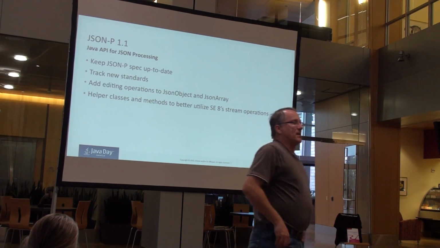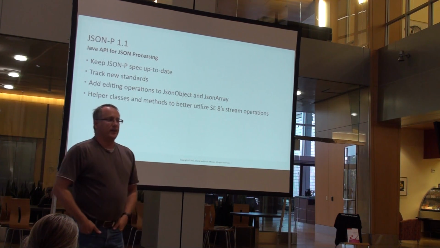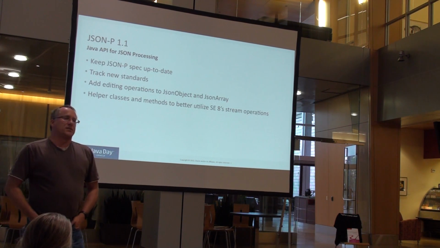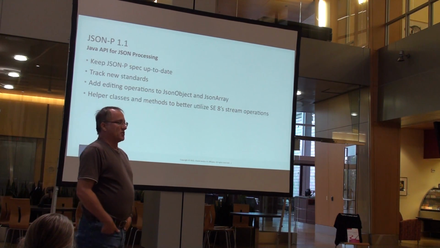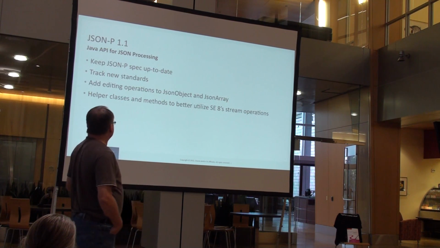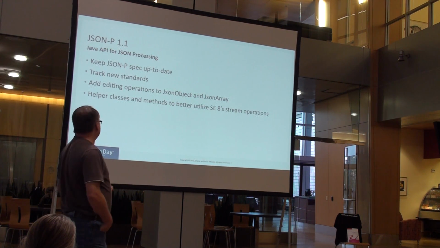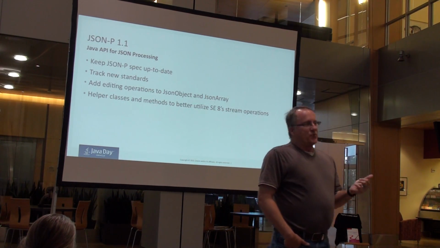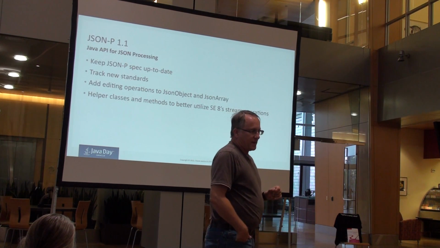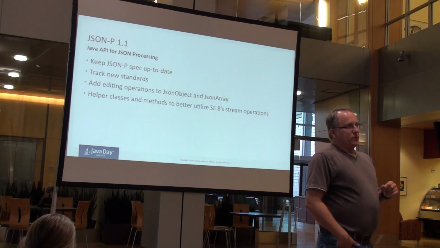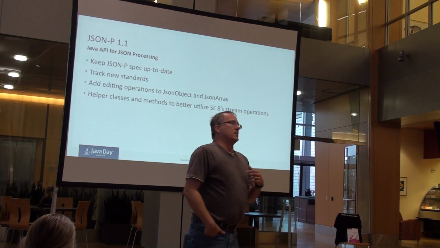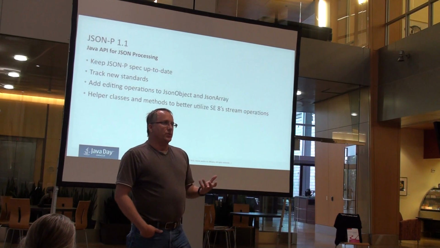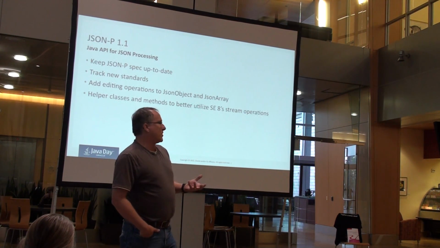All right, so JSON processing 1.0 we released in Java EE 7, and we basically want to keep JSON processing up to date. So there's been some things happening. A couple new standards that we want to implement, and they introduce some interesting complexities that I'll talk about here in a second. And we also want to add some Java SE8 APIs to the JSON Processing JSR.